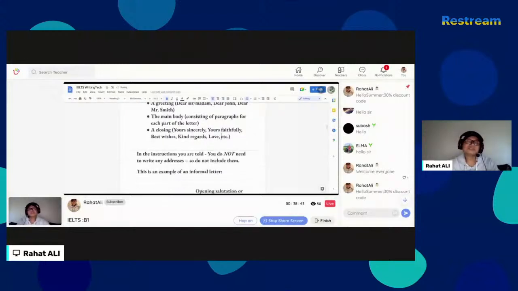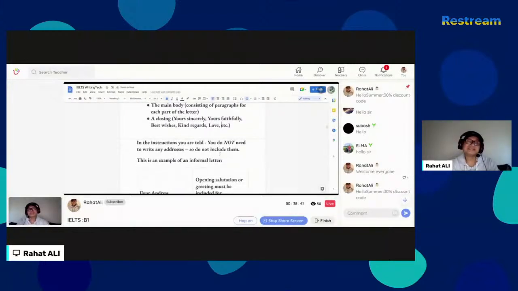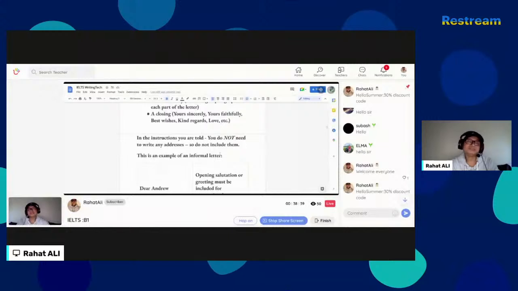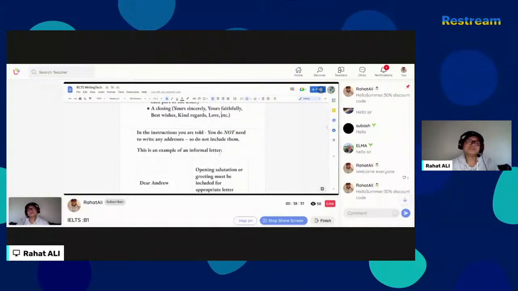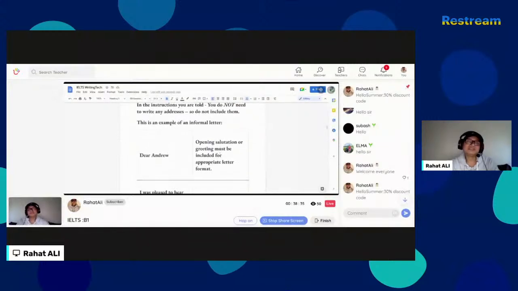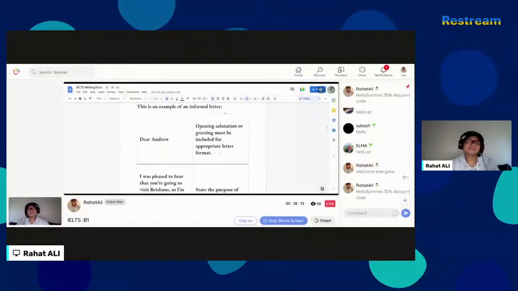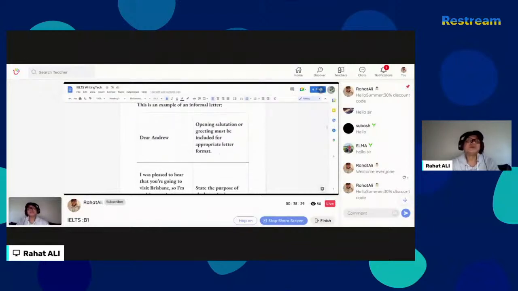In the instruction, you're told you do not need to write any address, so do not include them. This is an example of an informal letter, like Dear Andrew. Opening salutation or greeting must be included for appropriate letter format.